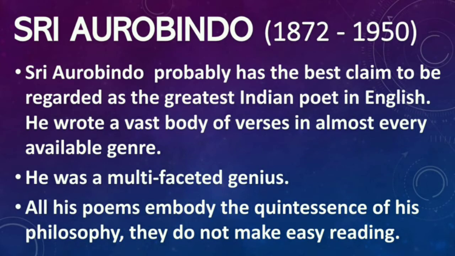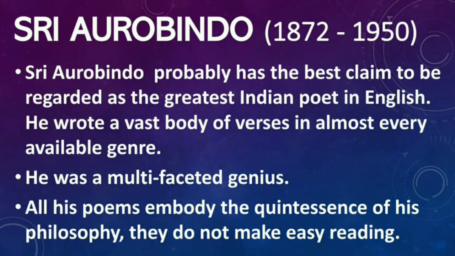About the poet Sri Aurobindo, he was born in 1872 and at the age of 7 he went to Britain and came back after 14 years. He can be regarded as the greatest Indian poet in English because he wrote a huge number of verses in almost every genre, and his literary career spanned almost 55 years. He was a multifaceted genius: a political revolutionary, a social reformer, a historian, educationist, philosopher, a yogi, and above all, a man of letters.